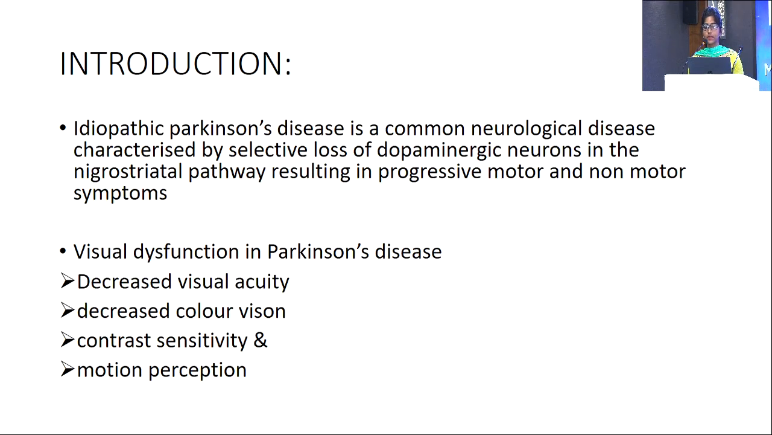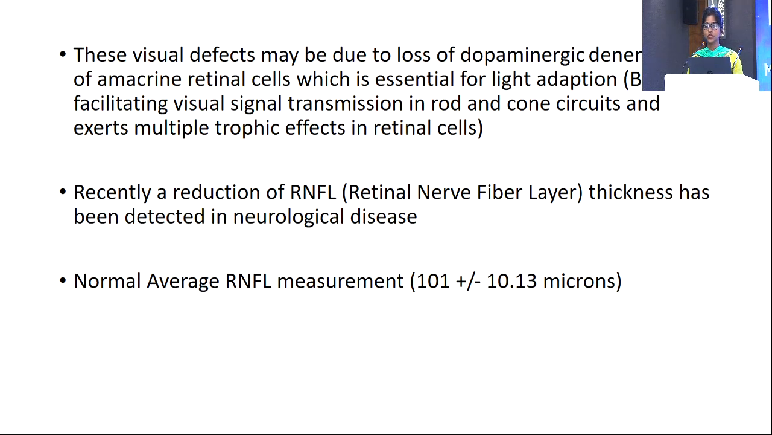Coming to the introduction, idiopathic Parkinson's disease is a common neurological disease characterized by selective loss of dopaminergic neurons in the nigrostriatal pathway, resulting in progressive motor and non-motor symptoms. Here, visual dysfunction presents as decreased visual acuity, decreased color vision, contrast sensitivity, and motion perception. These visual defects may be due to loss of dopaminergic denervation of amacrine retinal cells, which is essential for light adaptation. Recently, a reduction in retinal nerve fiber layer thickness has been found in neurological diseases, with a normal of 101 plus or minus 10.13 microns.